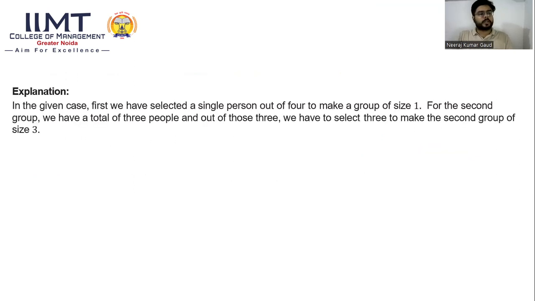Explanation. In this given case, first we have to select a single person out of 4 to make a group of size 1. For the second group, we have a total of 3 people, and out of those 3, we have to select 3 to make the second group of size 3.